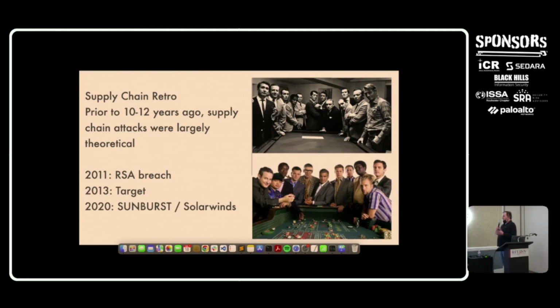So in terms of retro, the reason I'm using this theme is it wasn't that long ago when supply chain attacks were sort of theoretical, in that we had not yet imagined that they were possible. It was kind of a failure of imagination, as people sometimes say. It wasn't that long ago. It was maybe 10, 12, 14 years ago.